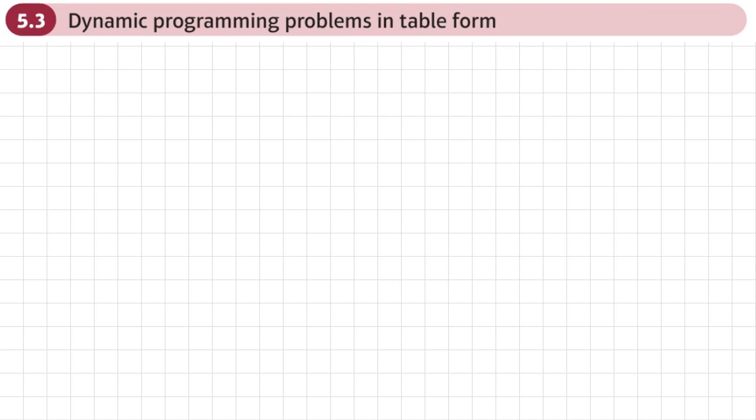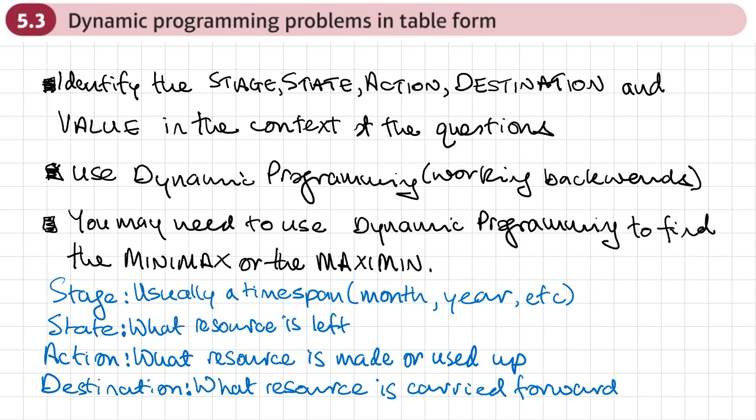This is the third and final section of the dynamic programming chapter, and in this section we're going to be looking at dynamic programming problems in table form. Now, since these dynamic programming problems in table form are often worded, it's really helpful to be able to, at the very start of the question, identify what the stage, state, action, destination and value are in the context of the question. Now, here's some hints that may help you.